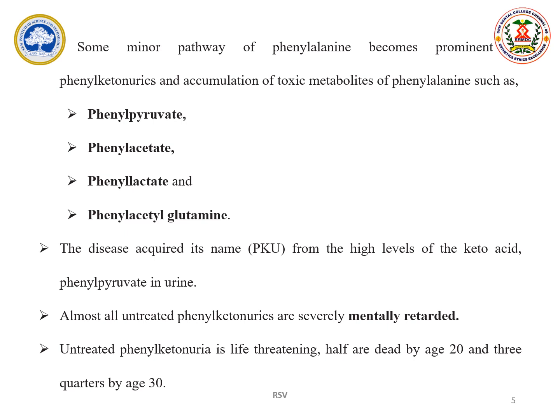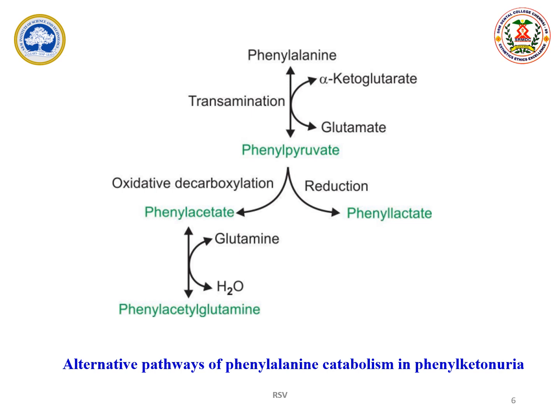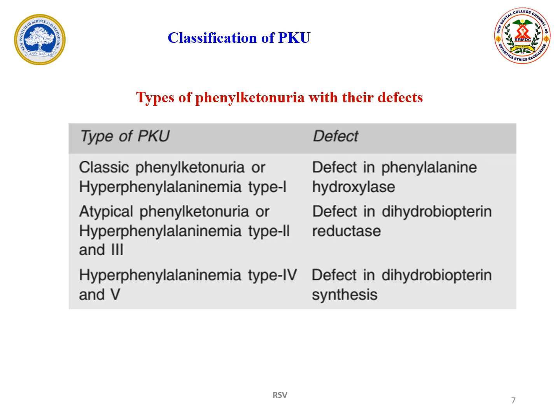Almost all untreated phenylketonurics are severely mentally retarded. Untreated phenylketonuria is life-threatening. Half are dead by age 20 and three-quarters by 30. This is the alternative pathway of phenylalanine catabolism in phenylketonuria. We know that the accumulated phenylalanine is converted to phenylpyruvate by the transamination reaction. Then phenylpyruvate is converted to phenylacetate, lactate, and phenylacetylglutamine. These are the products synthesized from the accumulated phenylalanine by the minor pathway.